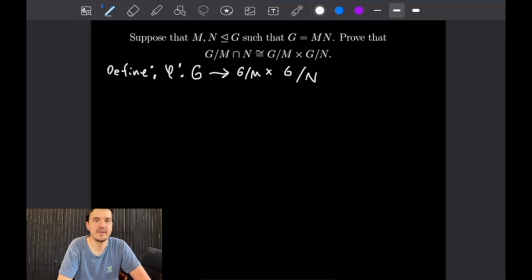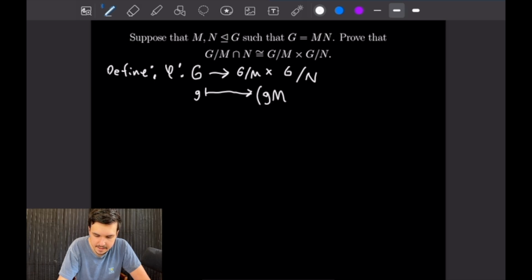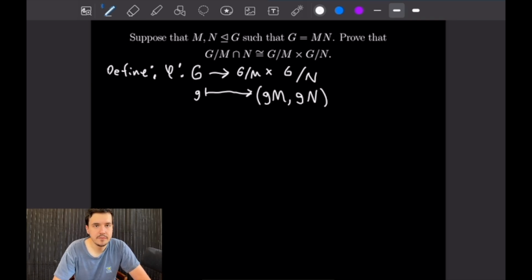We'll also have to prove that this function is a homomorphism. It's very similar to the examples I did in the last example video. So let's define the function in the following way, where it takes an element little g from our group G and maps it to the ordered pair gM, comma gN. Great. So let's first verify that this is in fact a homomorphism, and then we can take a look at the kernel as well as prove that this function is surjective, which will prove that the image is the entire thing.